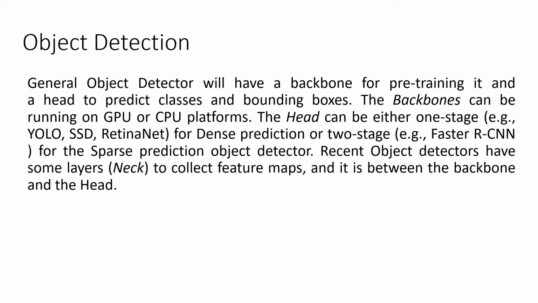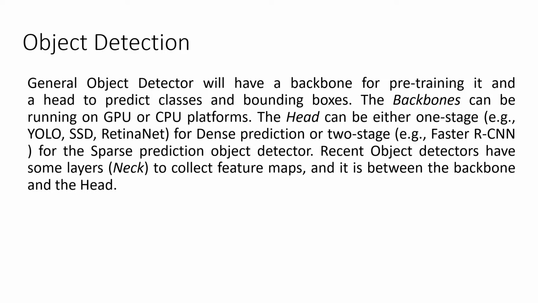The head can be either one stage, for example YOLO, SSD, RetinaNet. All of these do the detection in one stage. That's why they are all single shot detectors. In a single shot, they detect for dense prediction, or two stage, like Faster RCNN, for sparse prediction. Recent object detectors have some layers to collect feature maps between the backbone and the head. So there is another layer.